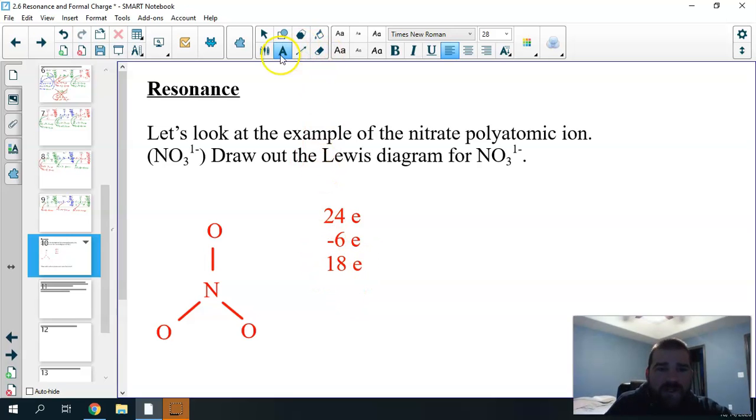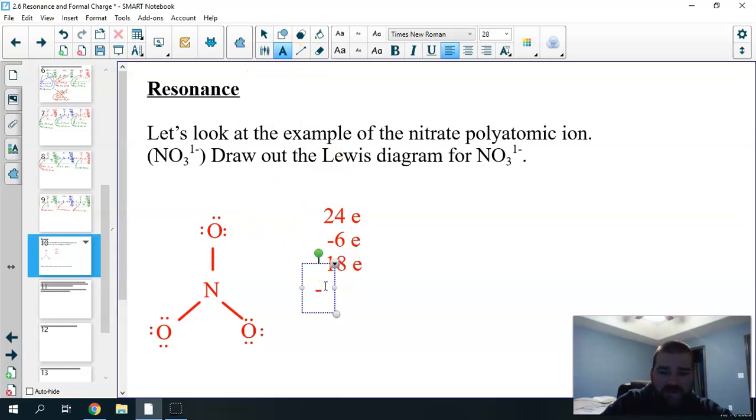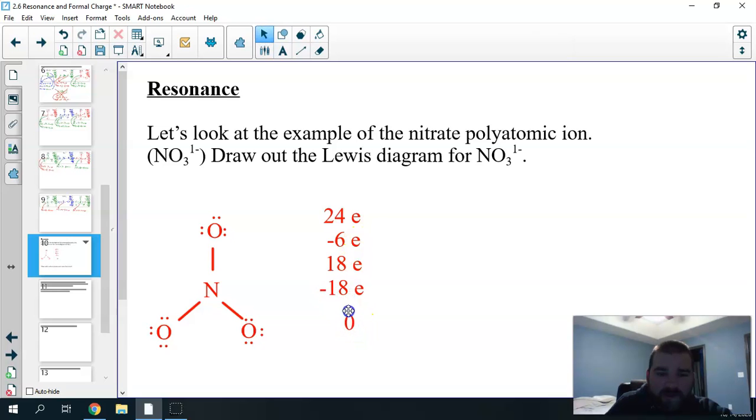I can simply add these all the way around the outside. So let's do it this way. You know what, I'm going to pause this and orient these so they look nice. All right, I've added all of my electrons now. So I'll subtract those off here, -18, and we're left with 0. Good, that's exactly what we want. Let me move these around a little bit so they're nicer looking. Perfect.